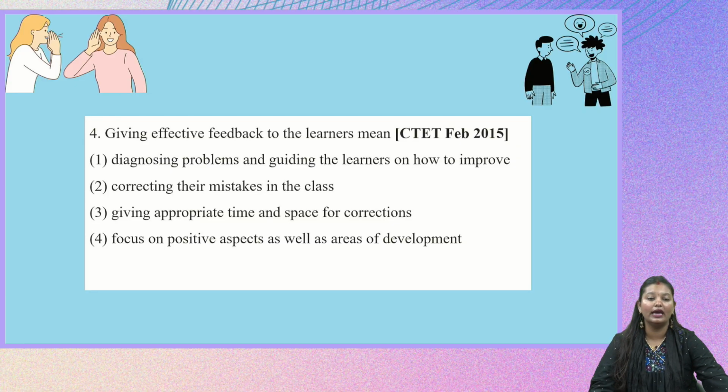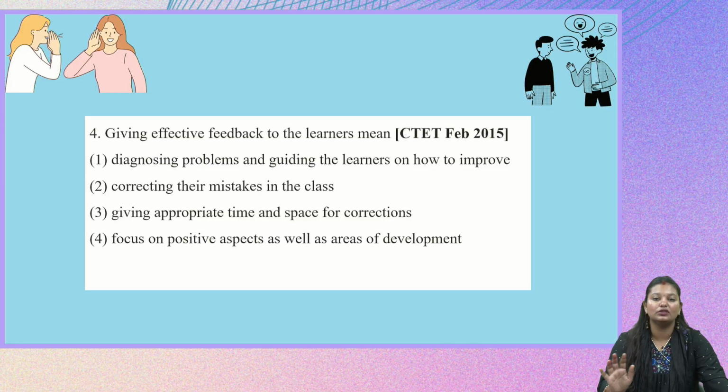So, when you look at the options, that is diagnosing problems and guiding the learners on how to improve, correcting their mistakes in the class. It is okay to correct the mistakes of the learner in the classroom, but sometimes they can get discouraged if they are interrupted again and again and are also ridiculed in front of the whole class. The next is giving appropriate time and space for correction. So you give them a lot more space and time for them to improve by themselves. Focus on positive aspects as well as areas of development. So these are the 4 options.